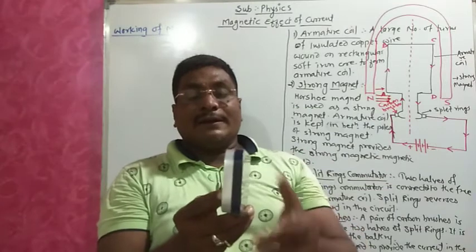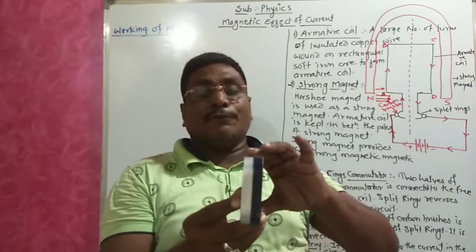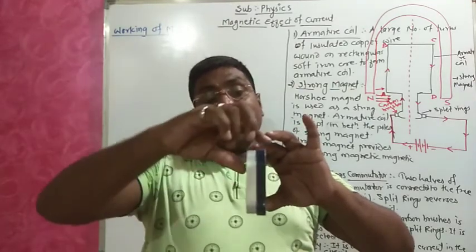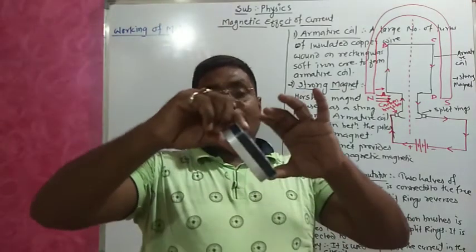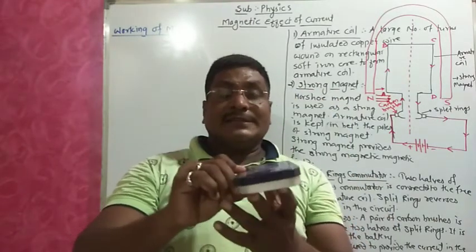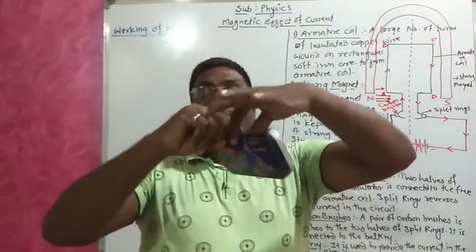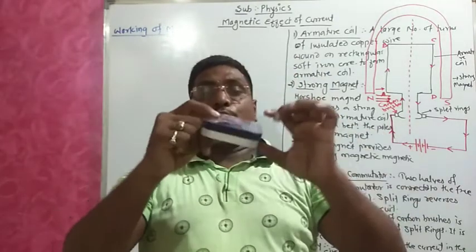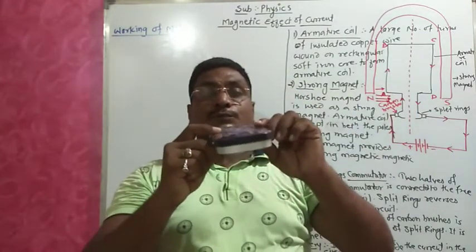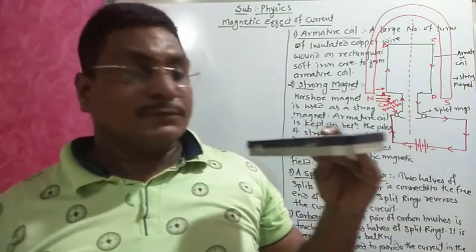When it is coming again to the vertical position, the current is off and stops flowing in the circuit. So due to inertia of motion, again it continues its motion and comes to its original position. In this way, this armature coil is continuously moving in the magnetic field. So this is the working of an electric motor. Hope you understand, students, the working of an electric motor.